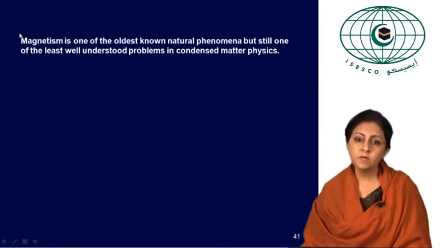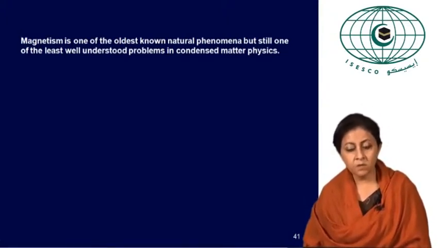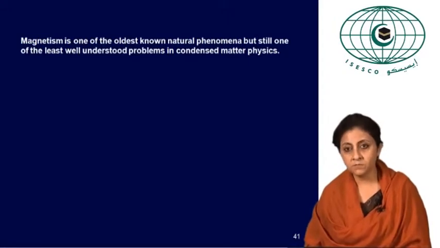So I would like to conclude by stating that magnetism is one of the oldest known phenomena to man, but it is still one of the least well understood problems in condensed matter physics. Especially with the power of the STM and other devices which can study magnetism at the nanoscale, and not only study but also manipulate magnetism, not just at the nano but at the atomic scale, there's a huge vista of research areas and interesting problems which is there to be studied and investigated.